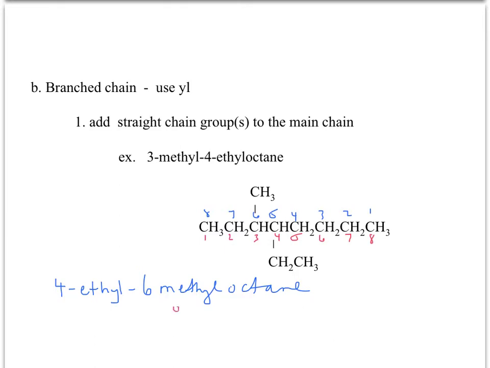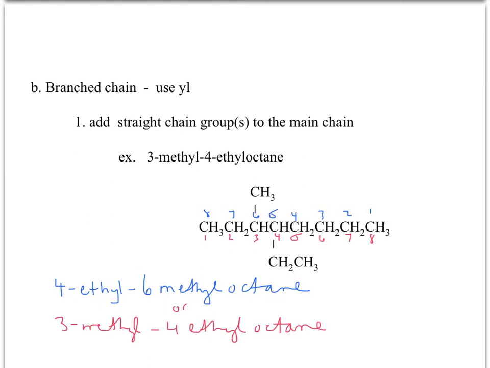The other possibility is going from left to right, where now the methyl would be in the 3 position and the ethyl group with the 2 carbons would be in the 4 position. So it would be 3 methyl and then 4 ethyl octane. Okay, so first you pick the main chain, then you work out the numbering associated with the substituent groups that are added to the main chain.